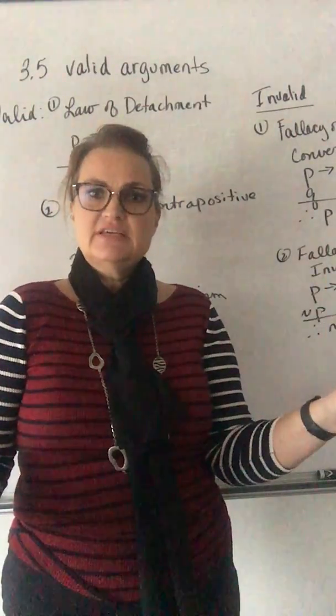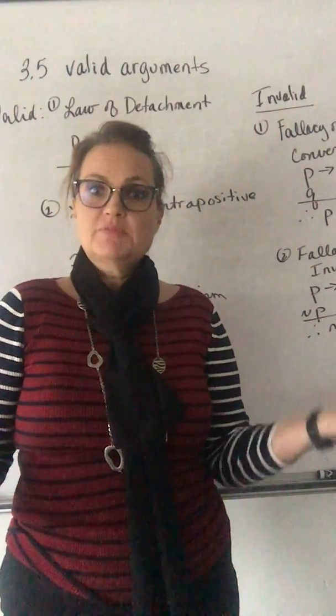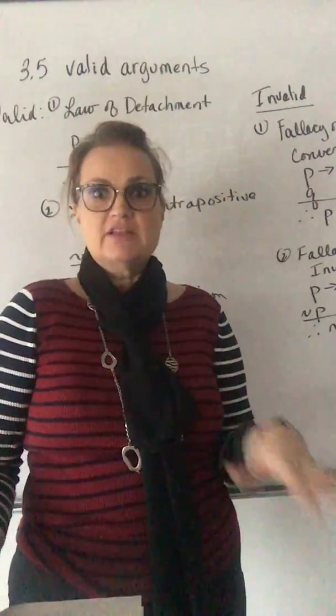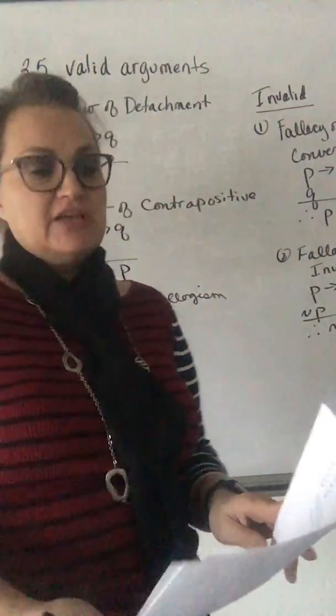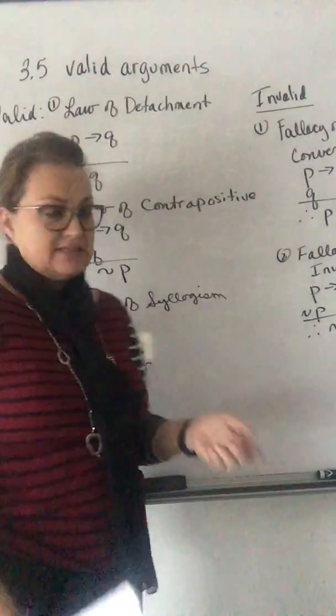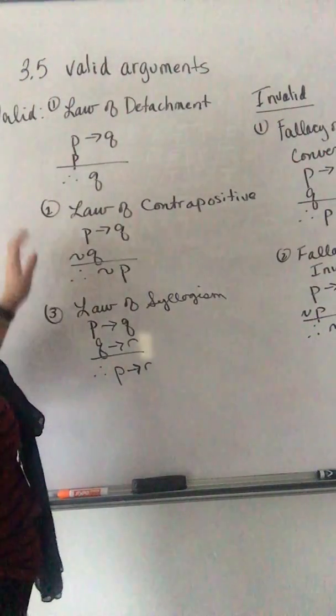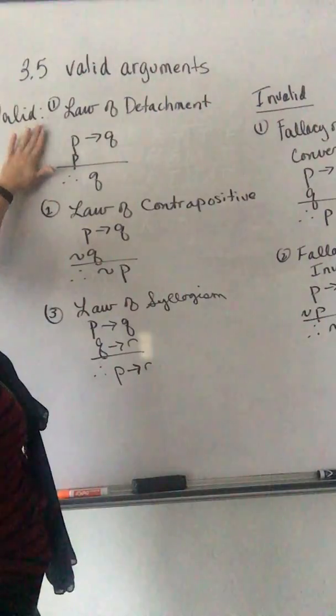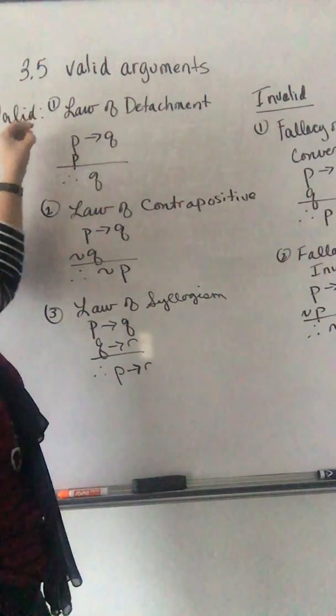But the good news is we have a list of some commonly used arguments. Some that we've already shown are valid or invalid. So the next part of your notes, page 3, you have a place to write these in. And again, you can find these in your book as well. We've already kind of talked about the first two, actually. These are the two valid arguments that we proved in the previous video.